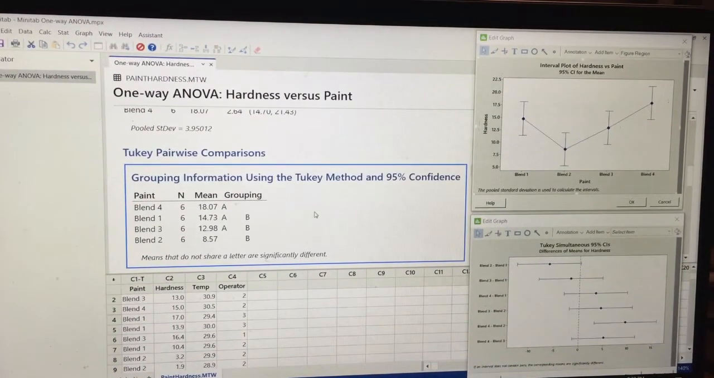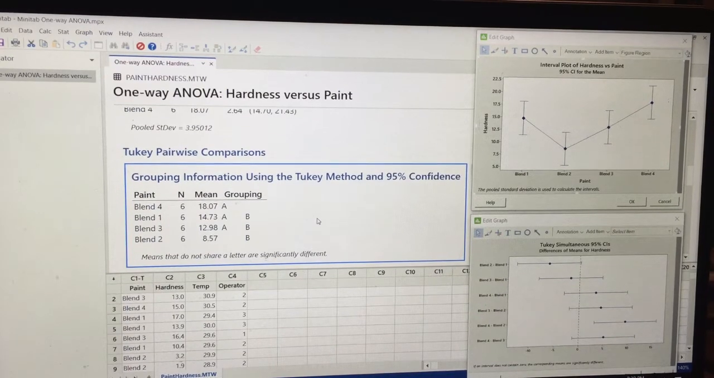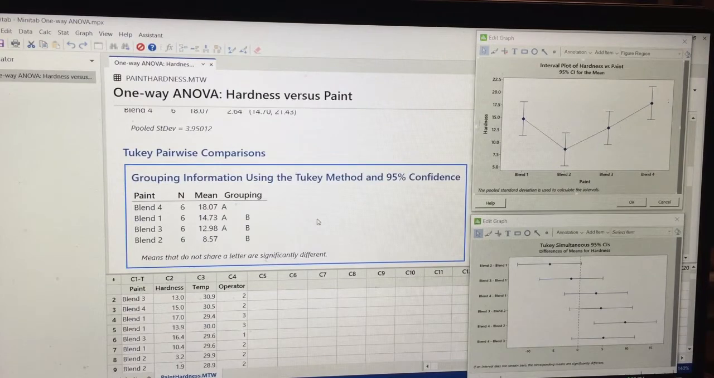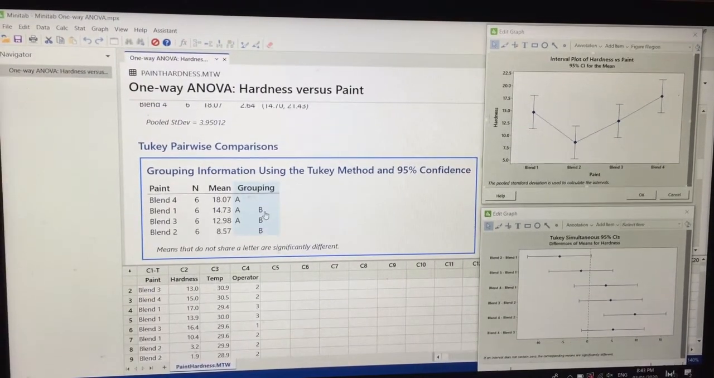Group A contains blends 4, 1, and 3, while Group B contains blends 1, 3, and 2. Means that do not share a letter are significantly different. Differences between means that share a letter are not statistically significant. Blends 1 and 3 are in both groups. Blends 2 and 4 do not share a letter, which indicates that Blend 4 has a significantly higher mean than Blend 2.